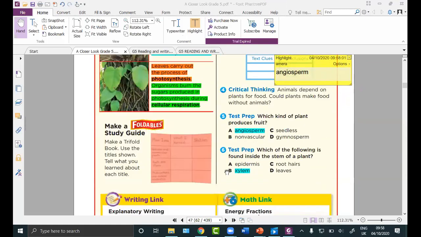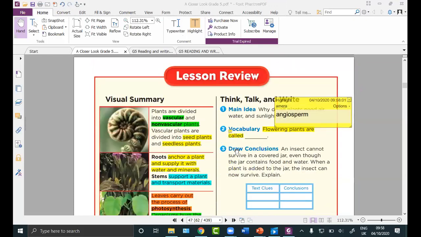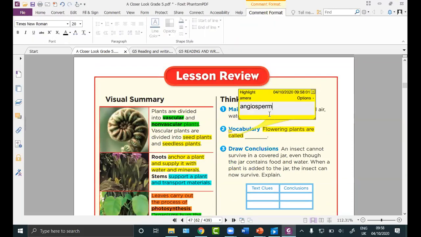Flowering plants are called angiosperm. And the plants that do not produce flowers are gymnosperm.